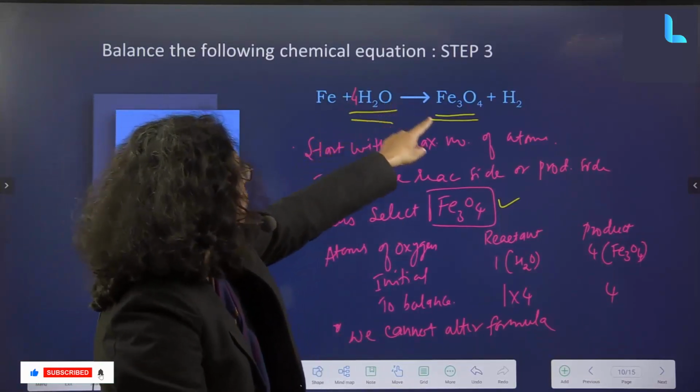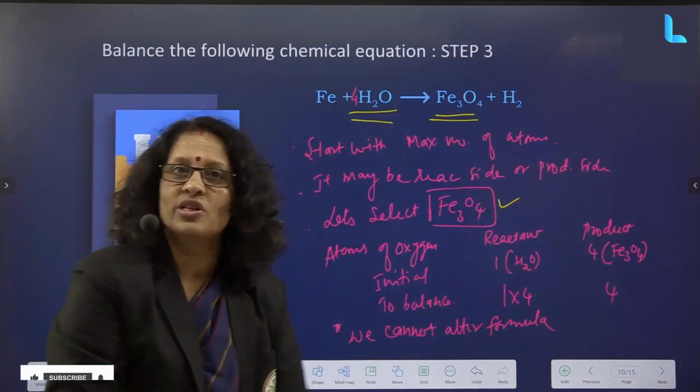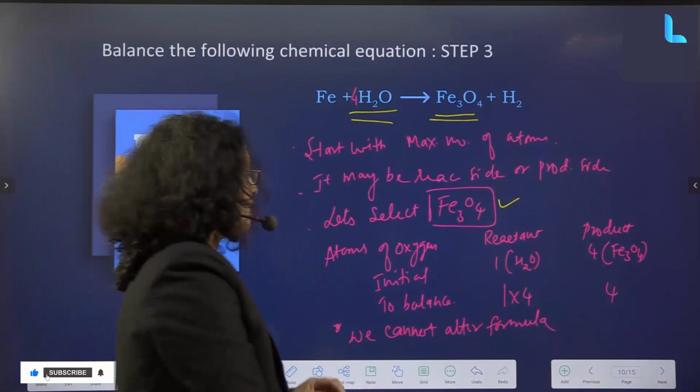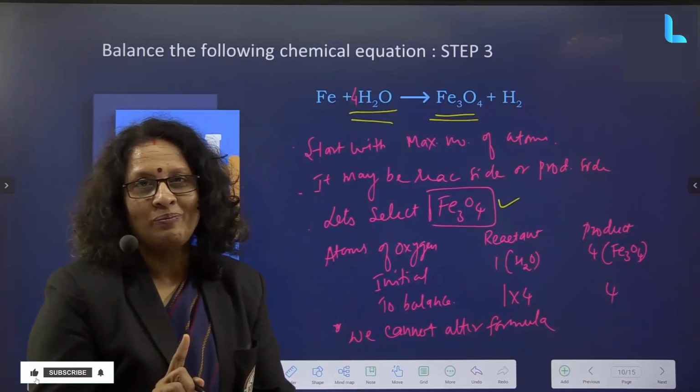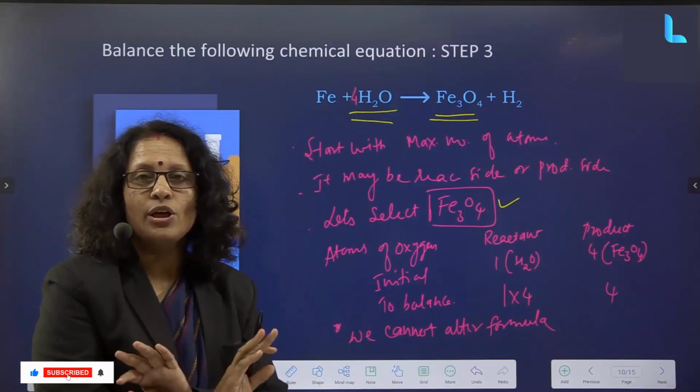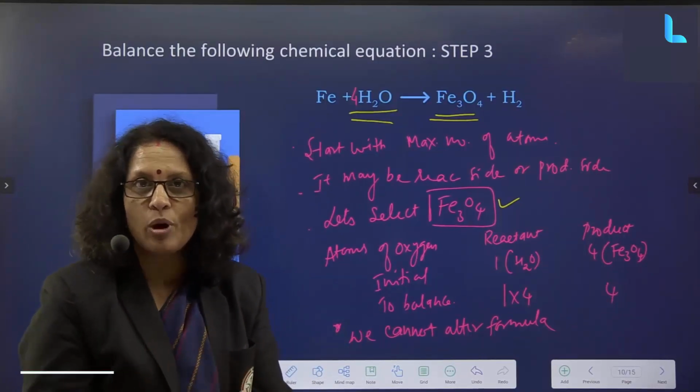Now here 4 H2O and here O4. So oxygen is balanced, okay. One by one each atom cannot be taken. Now we cannot alter any formula, okay. Remember that we cannot alter any formula inside the box.